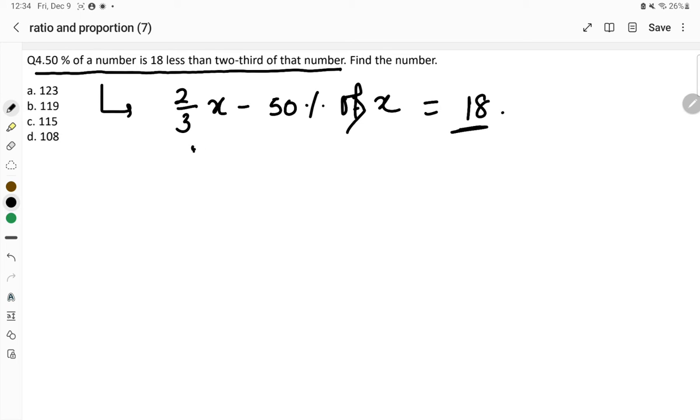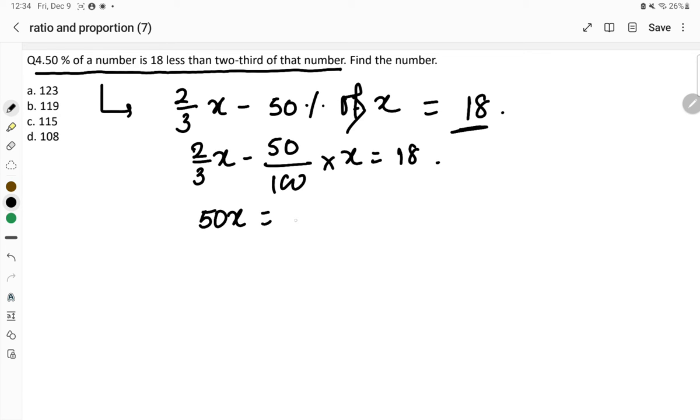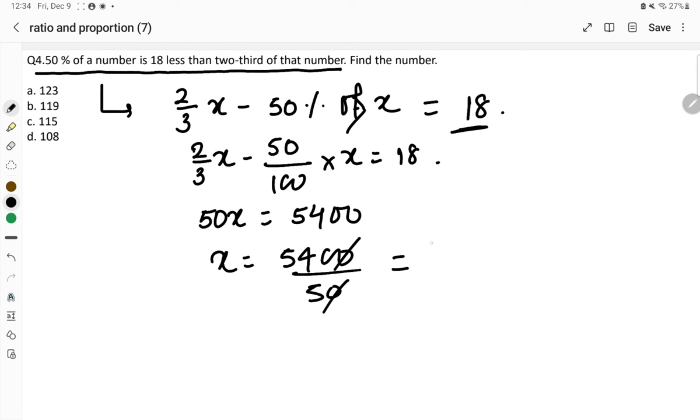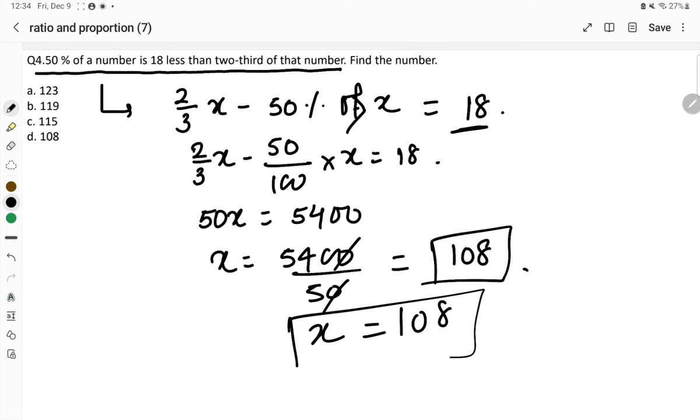Simply, 2/3 of x minus 50% of x. What does 50% denote? 50 upon 100 into x is equal to 18. This becomes 50, x is equal to 5400 upon 50. It means the zeros get cancelled. 108 is the value of the number.